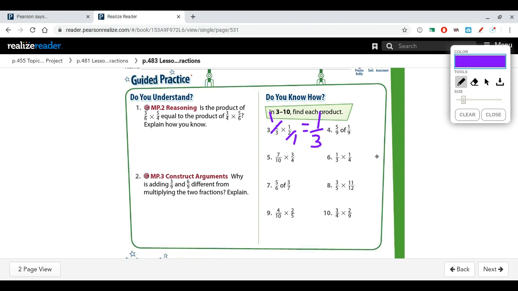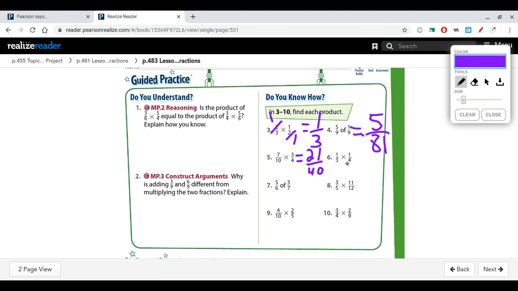Okay. 5/9 of 1/9. Again, 5 and 9, they don't have a common factor. 1 and 9, they don't have a common factor. So it's going to be 5/81. Okay. 7/10 multiplied by 3/4. 7 and 4 don't have a common factor. 3 and 10 don't have a common factor. So it's going to be 21/40. Take a look. Can I simplify 21 and 40? No, they do not have a common factor, so I cannot simplify.